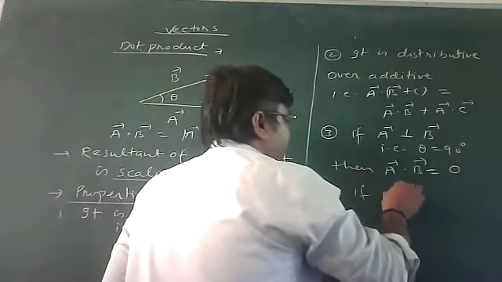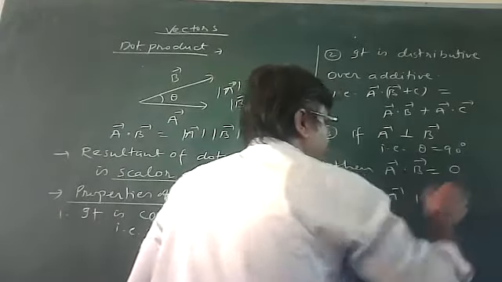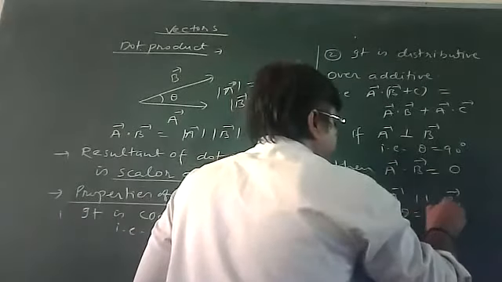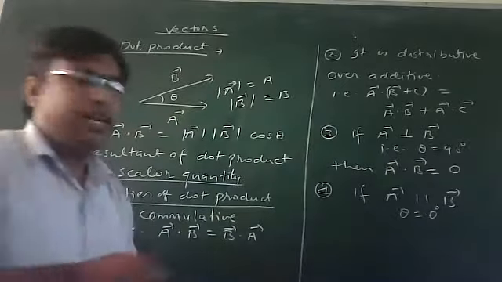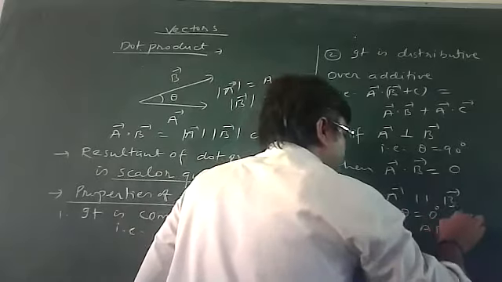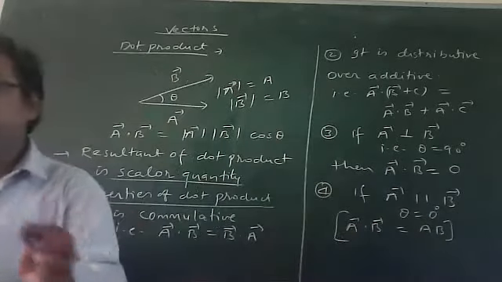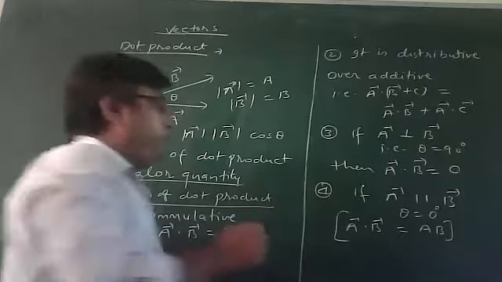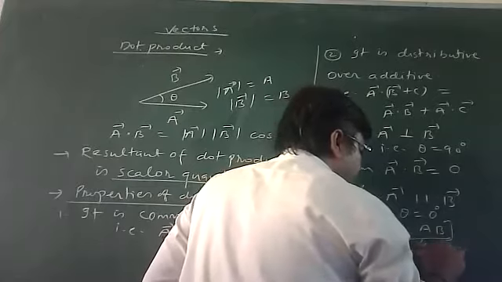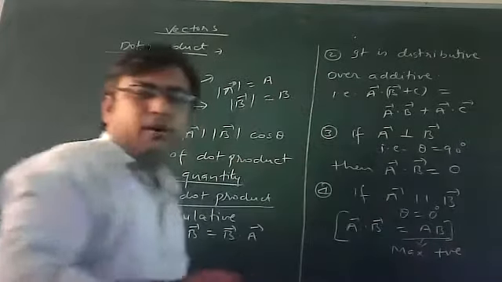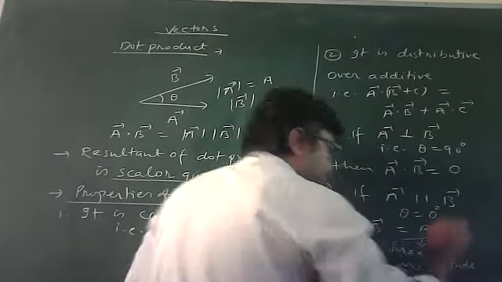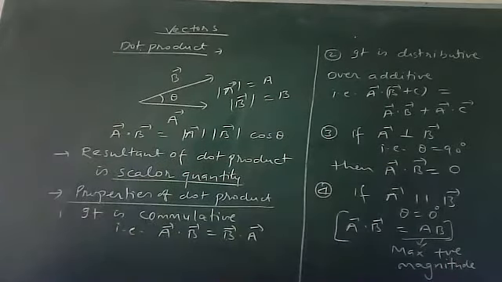Similarly, if A vector is parallel to B vector, then theta will be 0 degrees, and cos 0 is equal to 1. That means A dot B is equal to AB. This is the maximum positive value, the maximum positive magnitude.